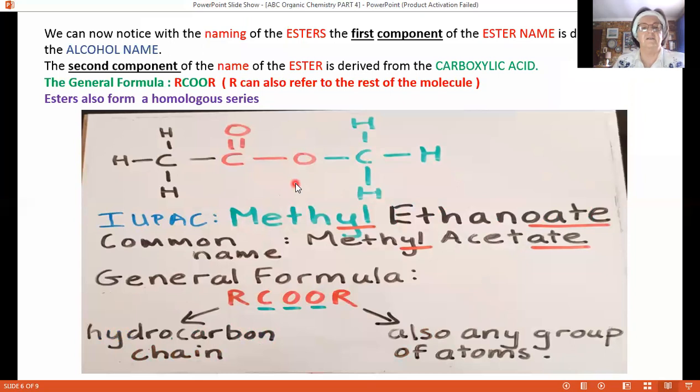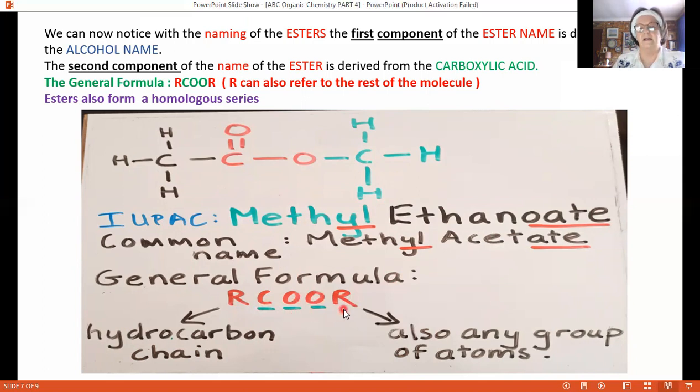Right, let's look at the next example. Oh, right, I use this example to explain the general formula of the ester. So if you look at this, again, here is immediately your double bond oxygen. So this is your carboxylic side, and this is your alcohol side. Now the alcohol has 1 carbon, so it's methyl. And then your carboxylic side has 2 carbons, so it will be eth. So it's methyl ethanoate.